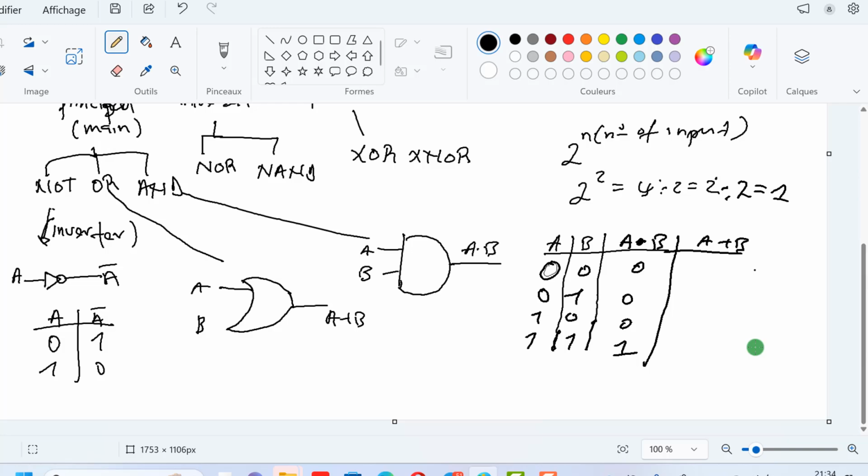So A plus B here is saying that it's only when both inputs are 0, 0 that you can have 0. Else you have a 1. Like A and here you have 0, 0, 0. So the rest now, here 0, 1 is 1, 1, 0 is 1, 1, 1 is 1.